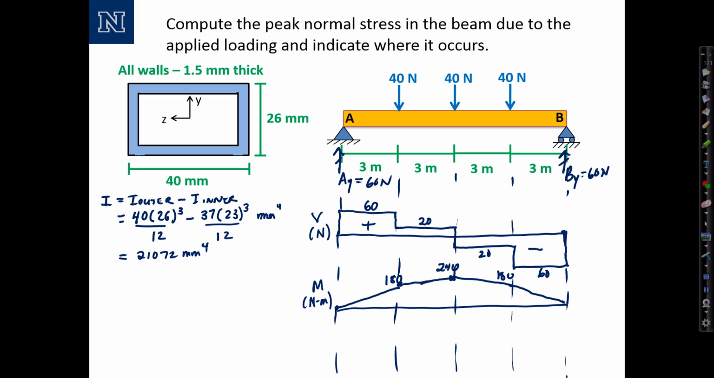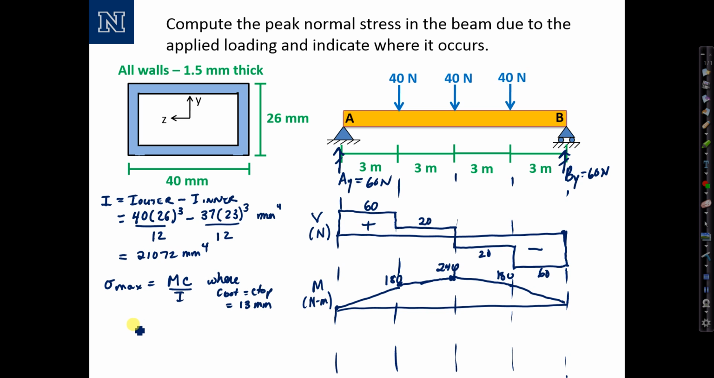Finally, we can evaluate the stress using the formula sigma equals My over I. Since I want the maximum stress, sigma max, I'll compute Mc over I, where c is equal to the outer dimension from the neutral axis. I have a c bottom and a c top, which are both equal to half the height, or 13 millimeters. Notice I'm dropping the sign on the stress equation, and that's because I'm going to compute the value and then deduce tension or compression by inspection at the end. And it's generally easier to do this.